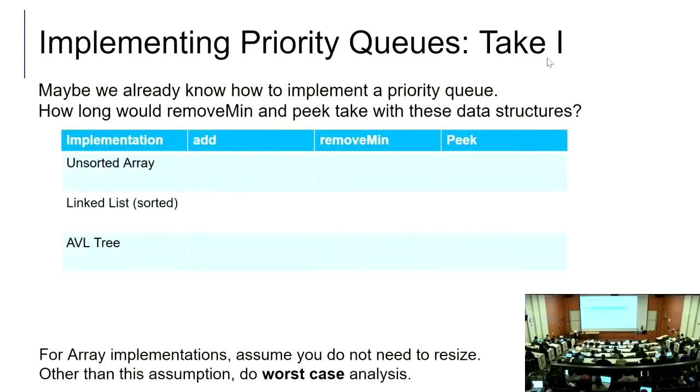So let's think about how we would go about implementing this thing called a priority queue. Hopefully we know how to implement a queue using an array. So maybe we use an array again to implement it.